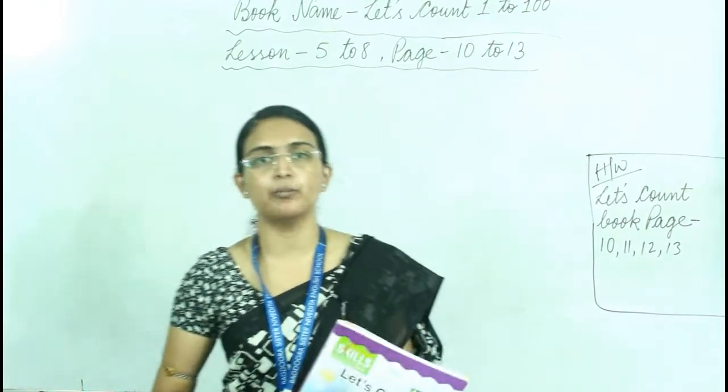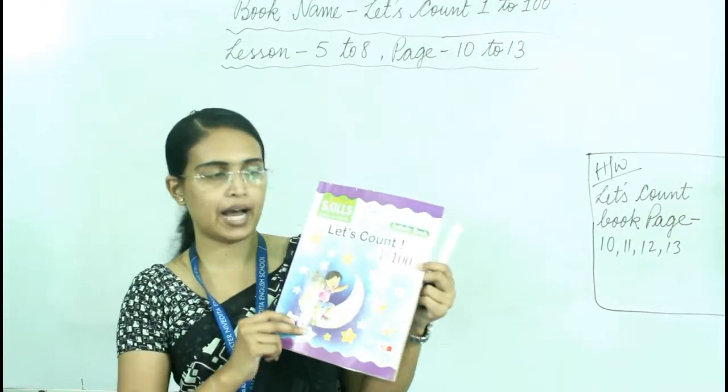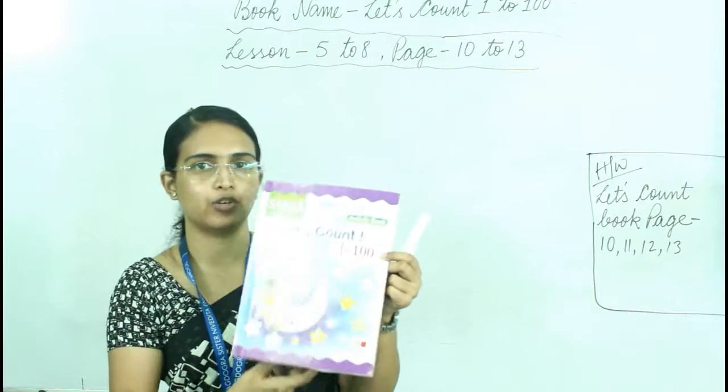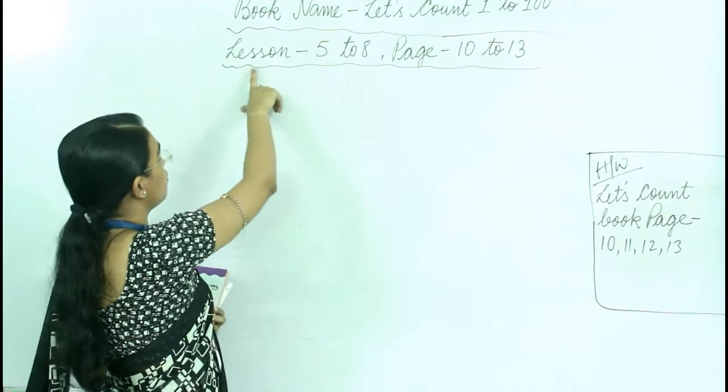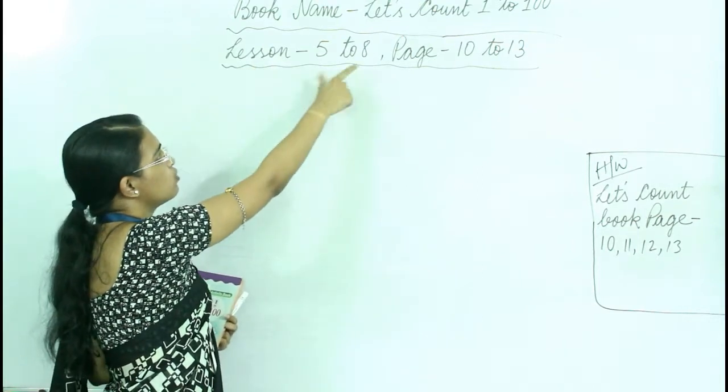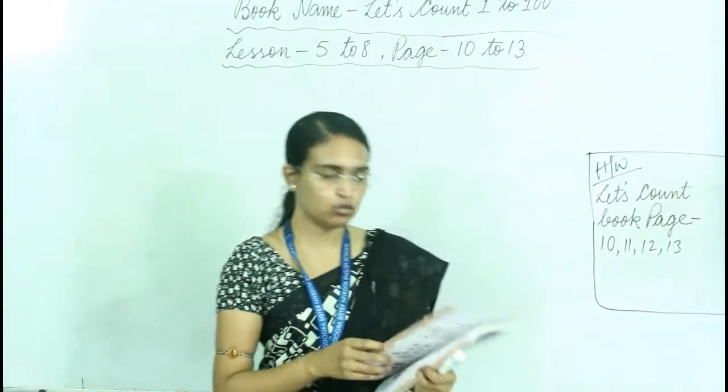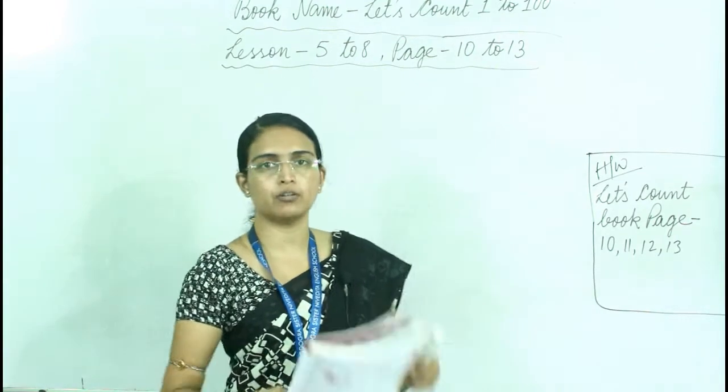Okay, now we will do maths. For that, take out your maths book. Let's count 1 to 100. Now today we are going to cover the chapter, or lesson, from 5 to 8. That is page number 10 to 13. So first take out page number 10.